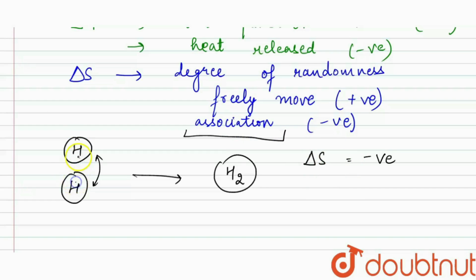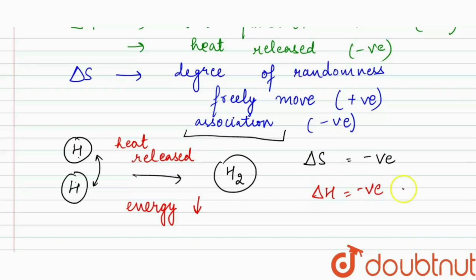Now if we talk about the delta H value, then we know that here this atom will attract this atom and this will attract this one. They both will attract each other. It means that energy will decrease. So if energy decreases, then we know that energy can neither be created nor destroyed. So where did this energy go? Here the heat will be released. Heat released, so our delta H will also be negative.